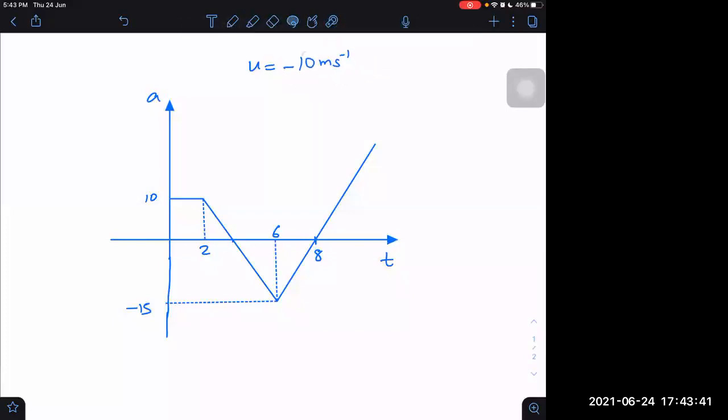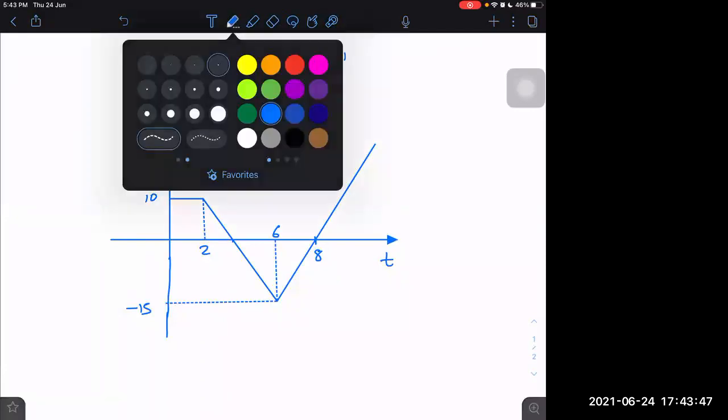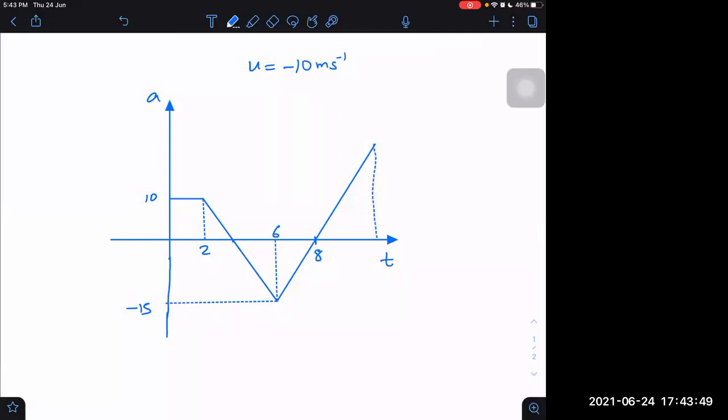Now this is given, and you still have to do the same question. What is the maximum possible speed in this journey? And the journey ends at 12 seconds. What is the maximum possible speed? How to answer? What will be your approach? Don't try to solve it. Just tell me what your approach will be.